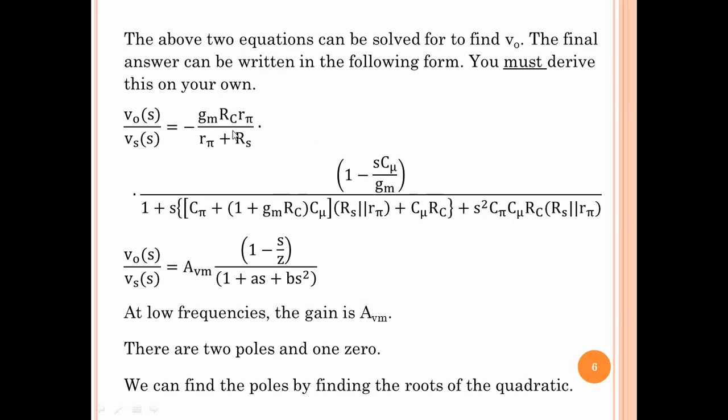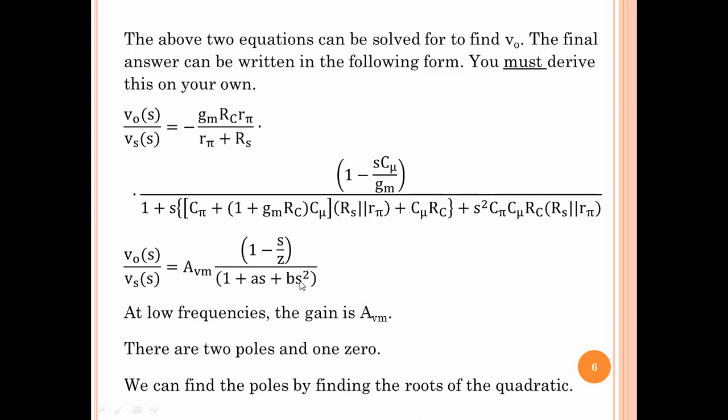And again, this is written in a specific form. You look at this, there is a constant term here and there is a rational fraction here. The numerator is a polynomial whose constant term is 1. Similarly, the denominator is a polynomial of second order whose constant term is 1. The reason for writing it in this form is that it is a simpler way of writing this. So I've said 1 minus s by z, 1 plus s times this whole thing is a, plus s squared times this whole thing is b. So we can write it like this.